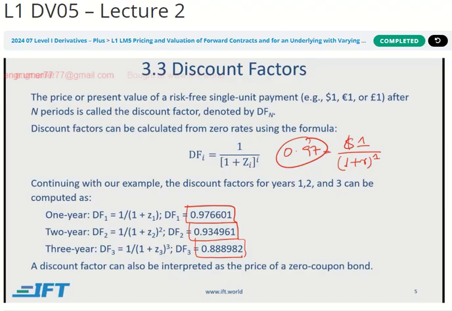And the discount factor can also be interpreted as the price of a zero coupon bond, which basically means that if a zero coupon bond is going to pay you, let's say $100 at the end of 1 year, then the price of that bond should be 97.6 right now in the market. So you can think about it like this as well.